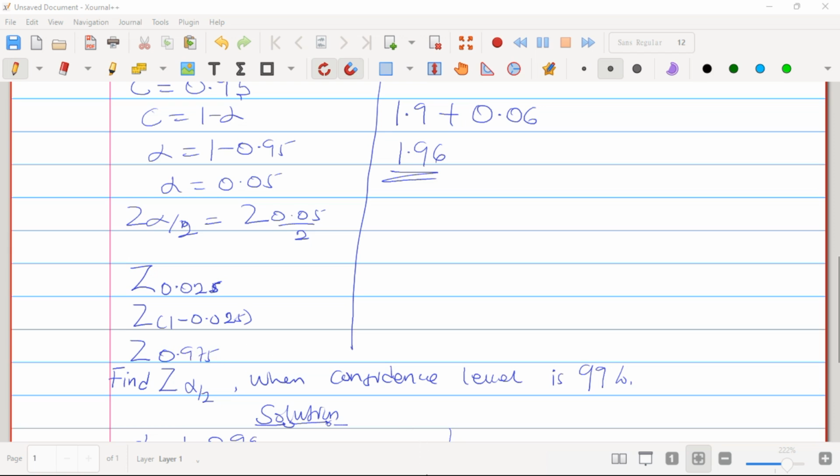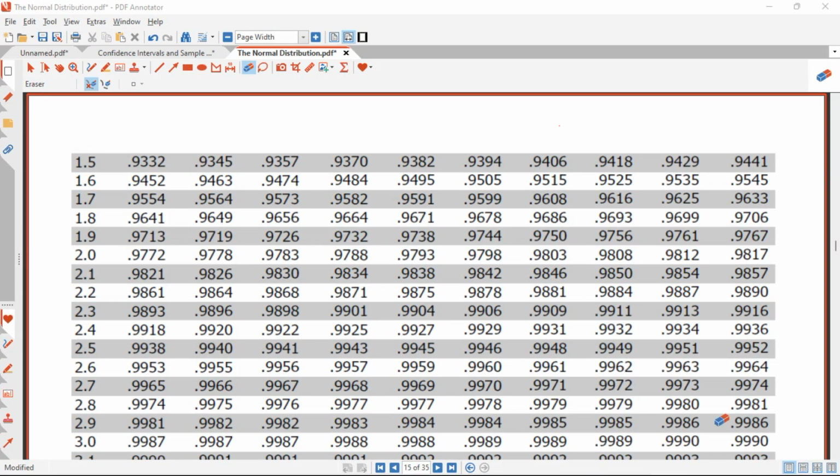So this is the probability. We go straight to the z table, right? We are just going straight to the z table to locate this probability and get our z-score. We are going to locate 0.975. So the 0.97 is starting from here.